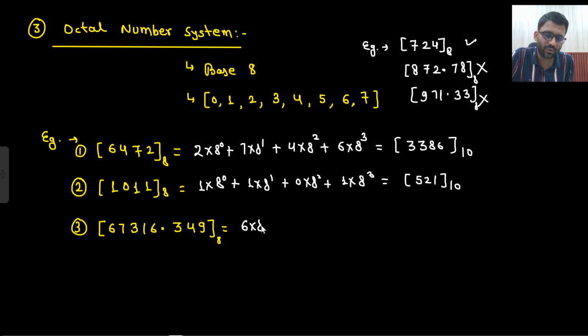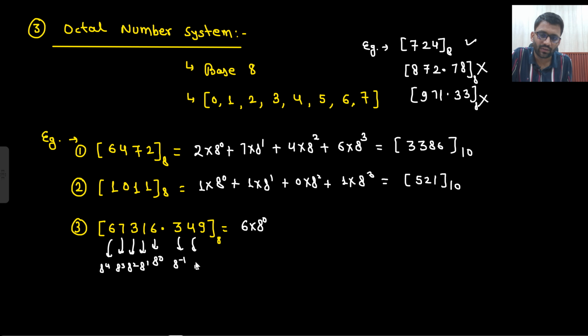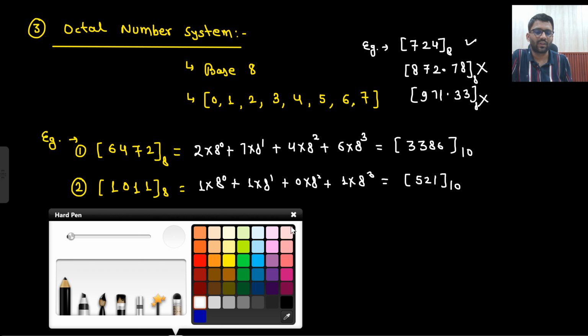So 6 into 8 to the power 0. This will have 8 to the power 0, this will have 8 to the power 1, this will have 8 to the power 2, this will have 8 to the power 3, this will have 8 to the power 4. What about this one? This will have 8 to the power minus 1, this will have 8 to the power minus 2, and this will have 8 to the power minus 3. So in that manner you can write and you will get your final answer.